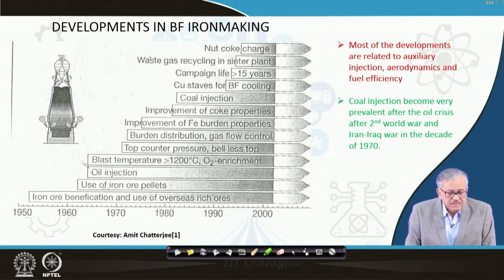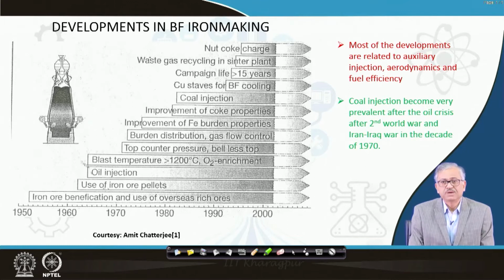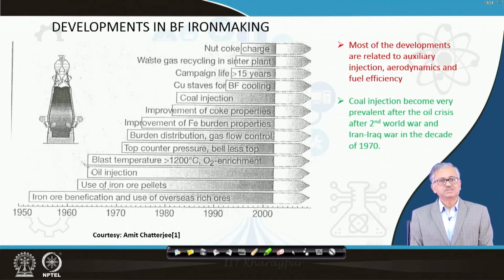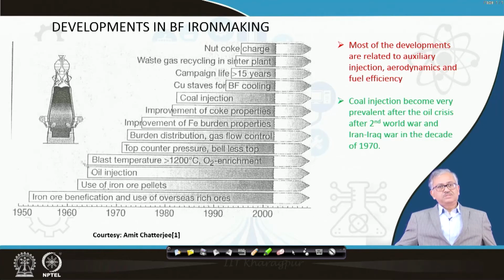So that came, and then improvement of the iron burden properties, that is impact property, strength, by agglomeration. Different agglomeration techniques came. There is sintering, and then pelletization. And then also you can improve the burden properties by proper beneficiation. You can make the ore rich in iron. I will come to all these things, and then improvement of the coke properties also came, and then came the coal injection, because initially it was oil injection only to increase the productivity and the efficiency.